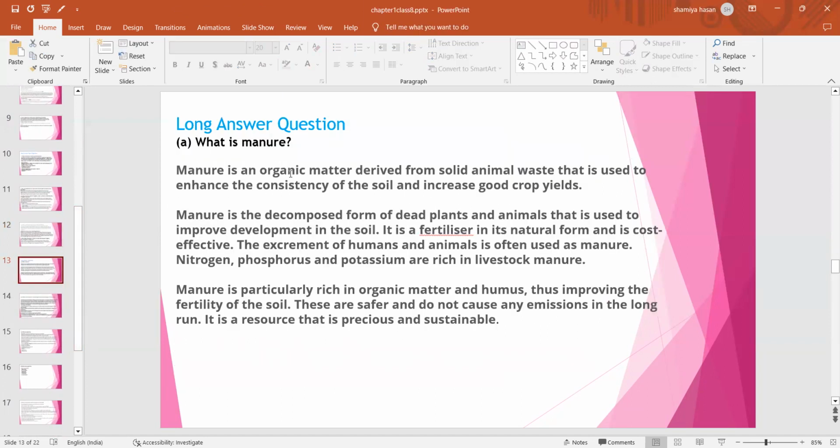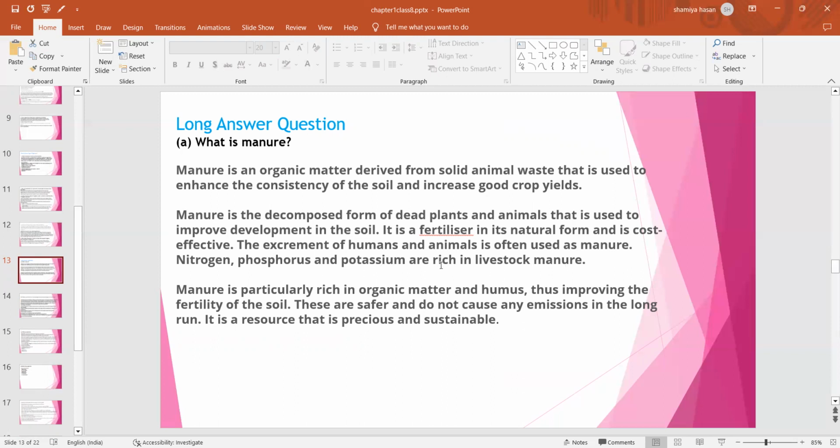What is manure? Manure is an organic matter derived from solid animal waste that is used to enhance the consistency of the soil and increase good crop yields. Manure is a decomposed form of dead plants and animals that is used to improve development in the soil. It is a fertilizer in its natural form and is cost effective. The excrement of humans and animals is often used as manure.